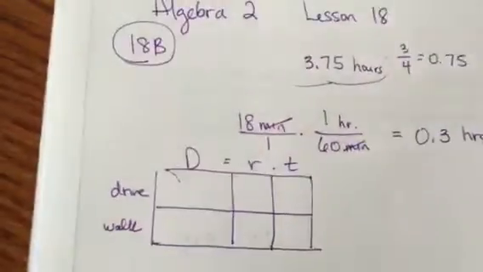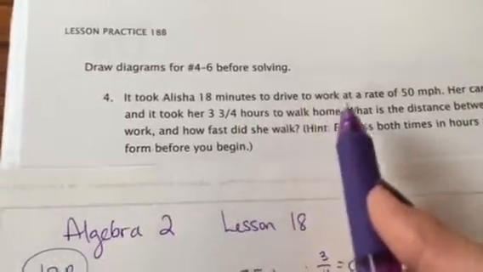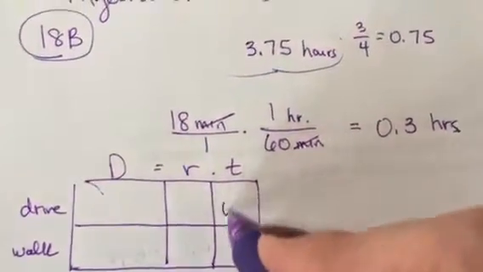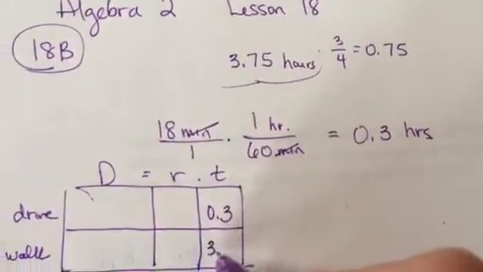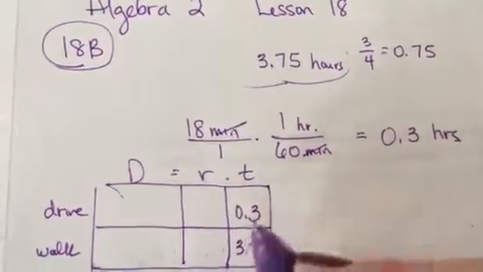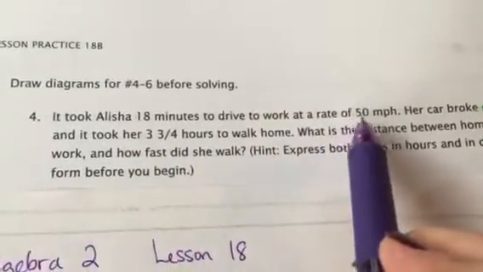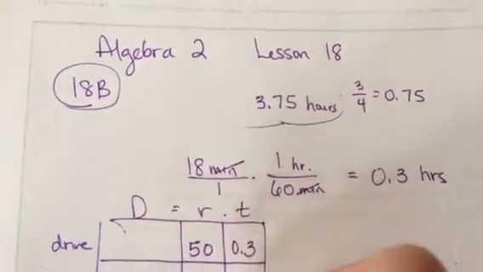All right, so let's see what we've got. It took her 18 minutes to drive to work, so this is a time. It took her 0.3 hours to drive to work. That's her time. And we already read earlier, I'm going to go ahead and fill this in, that it's 3.75 to walk. And she drove at a rate of 50 miles per hour.